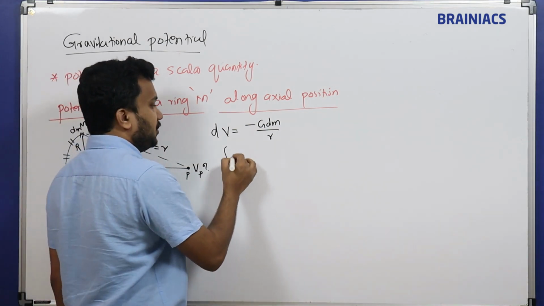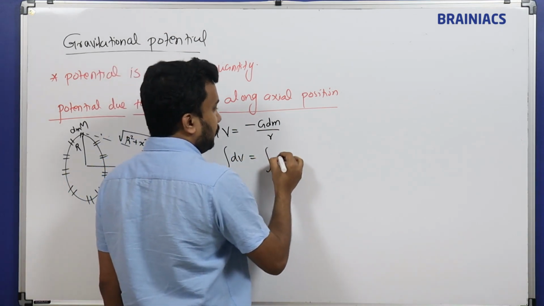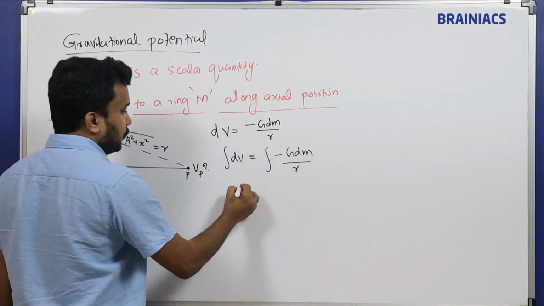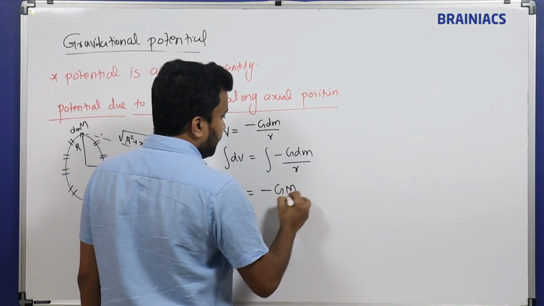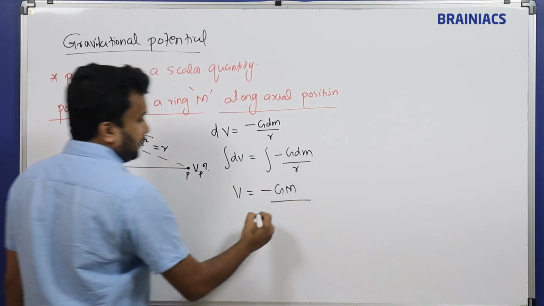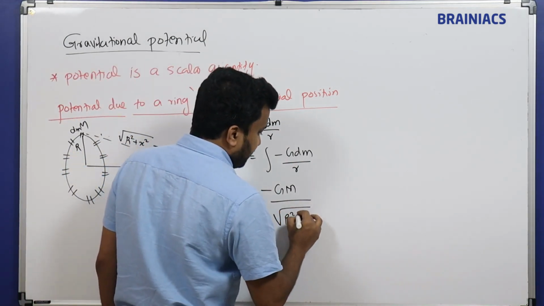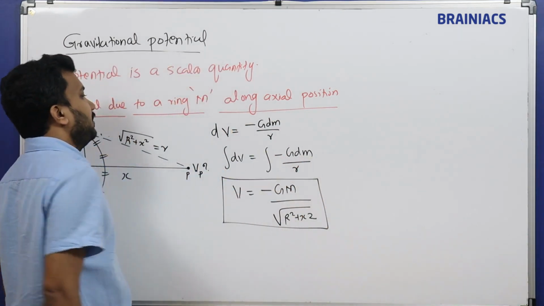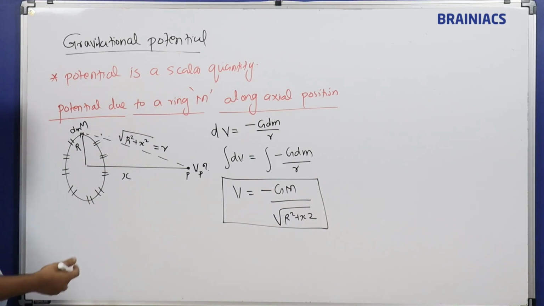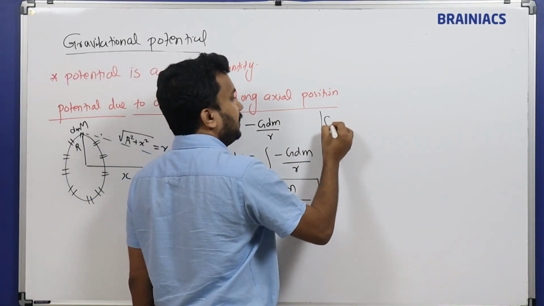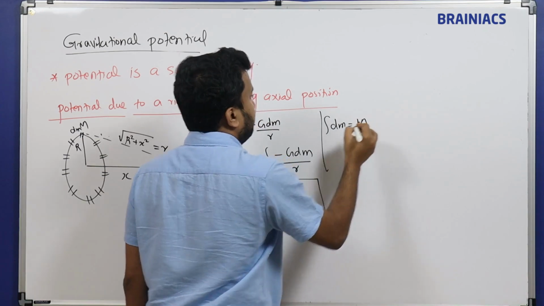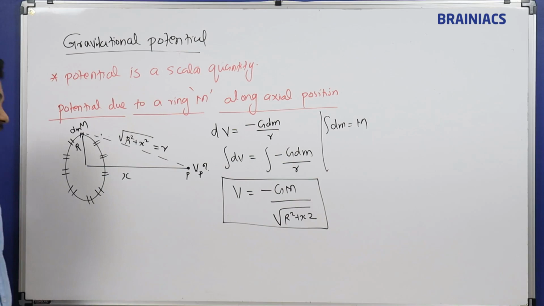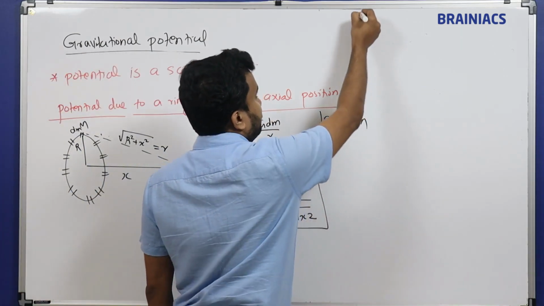How to find the total potential? We are integrating over here. Very straightforward. Minus G into dm divided by r. So V is equal to minus GM divided by r, where we are substituting for r, root of r square plus x square. Here what we have done: we integrate dm, and integral dm is equal to M, because we have small dms and many dms add up to give the total M. Next couple of points we are writing.